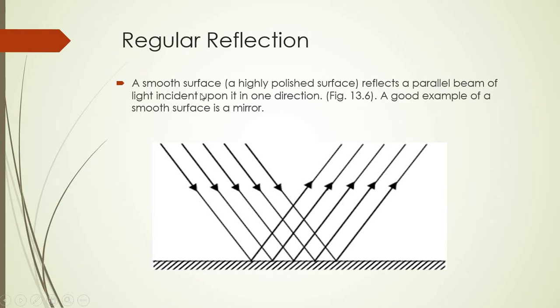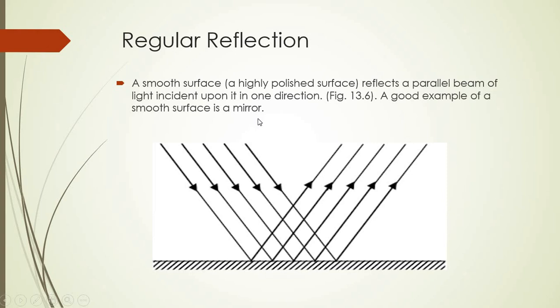So a smooth surface or highly polished surface reflects a parallel beam of light incident upon it in one direction. A good example of a smooth surface is a mirror. As you can see here, this one is the smooth surface. It reflects the parallel beam of light. As you can see, this is the incident ray, a parallel beam of light. It reflects all the light into one direction. This type of reflection is called regular reflection.